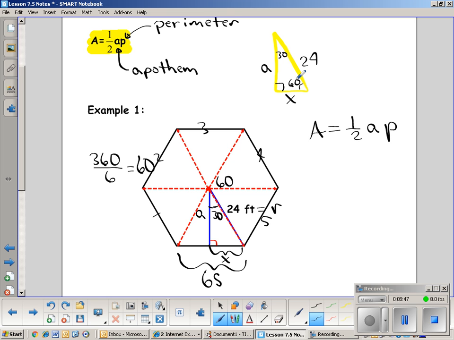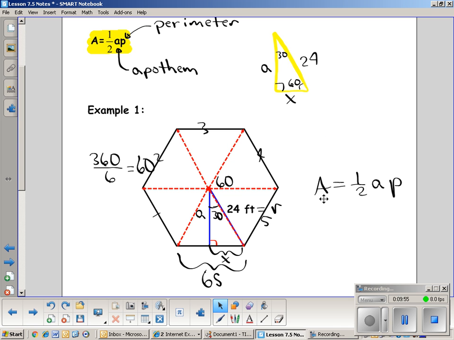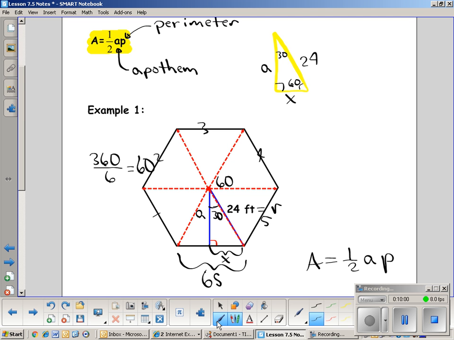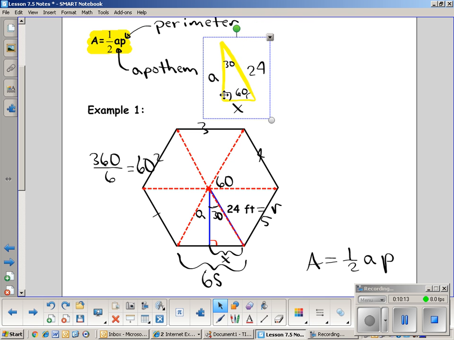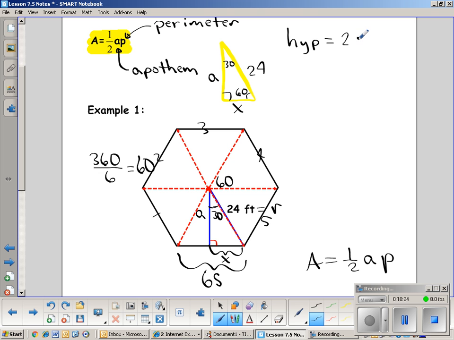So let's use that now to find x. Remember the rules for 30, 60, 90? There's 2 of them, right? What's the first rule for 30, 60, 90? Hypotenuse equals 2 times short length. Hypotenuse equals 2 times short length.